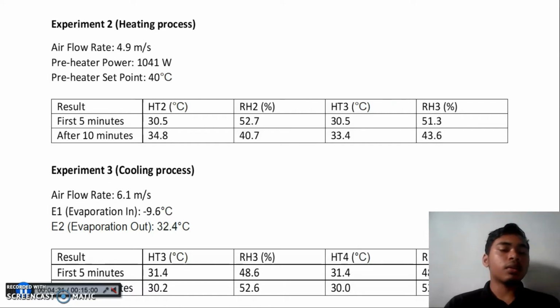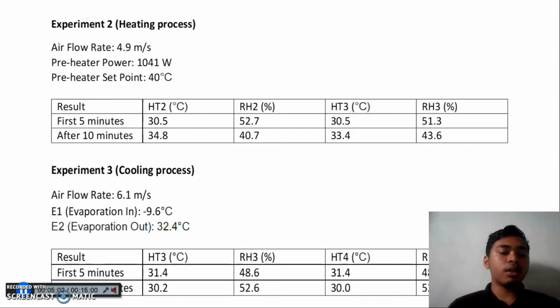Experiment 3 is the cooling process. We need to measure the air psychrometric conditions before and after the cooling process. So we can see that the air flow rate is 61 meters per second. E1, evaporation in, is negative 9.6 degrees Celsius. E2, evaporation out, is 32.4 degrees Celsius. We record E1 and E2 after 15 minutes.